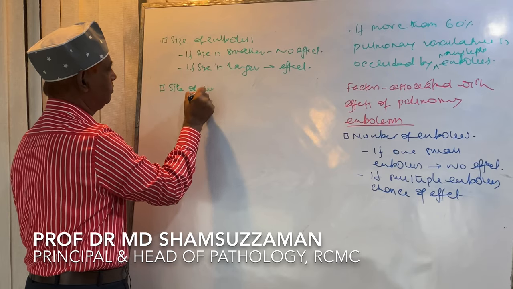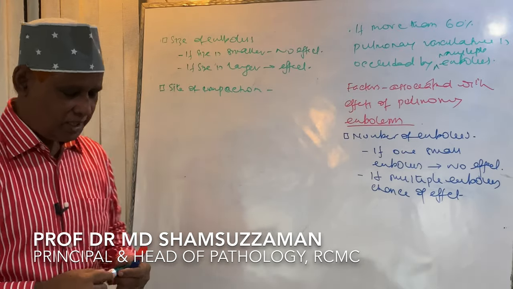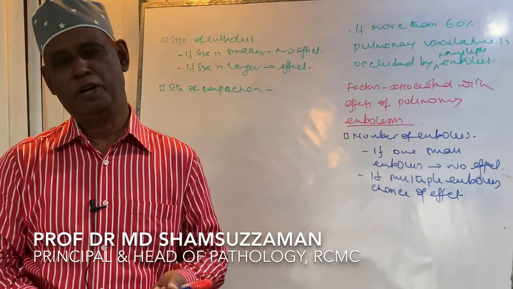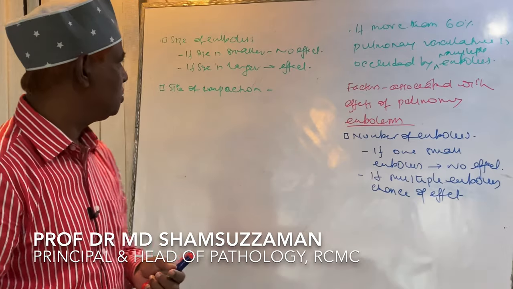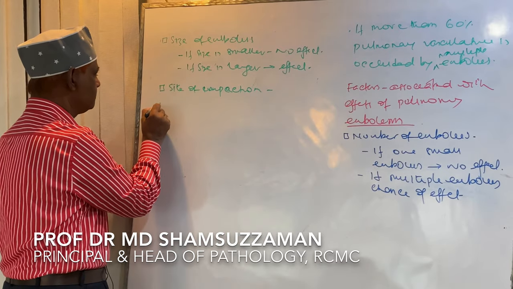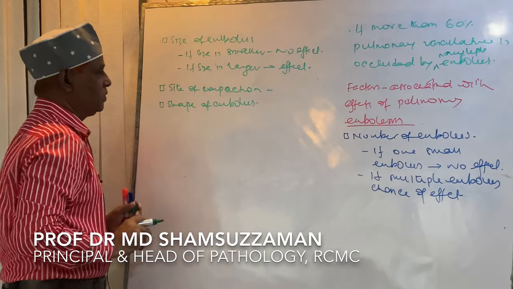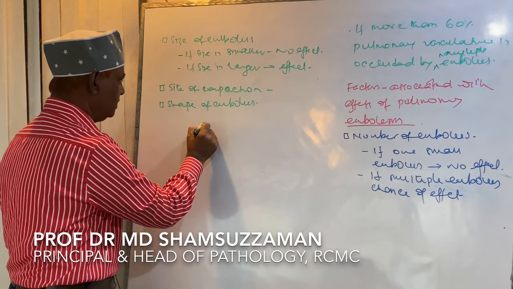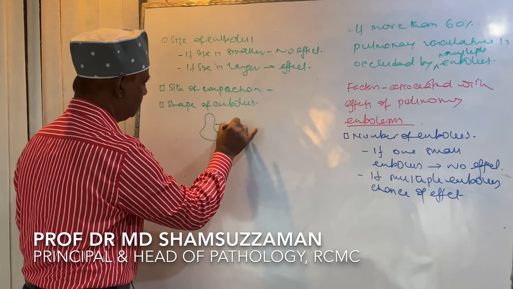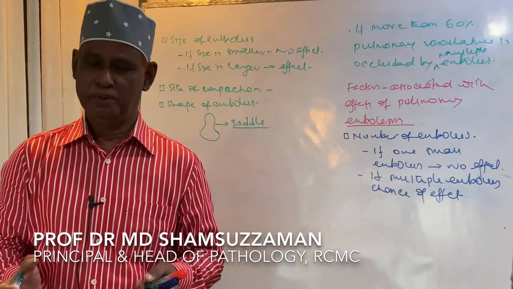Site of impaction. If a large embolus is impacted at the bifurcation of pulmonary trunk, there will be sudden death. So effect also depends upon the site of impaction of the embolus. Shape of embolus. If the embolus is saddle shape, it may impact at the bifurcation of pulmonary trunk and may lead to sudden death.